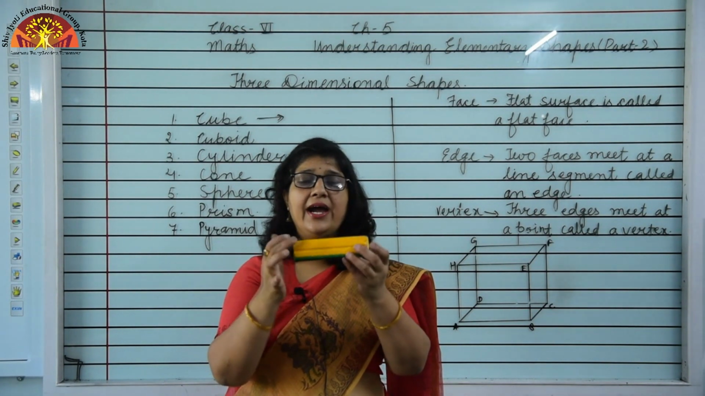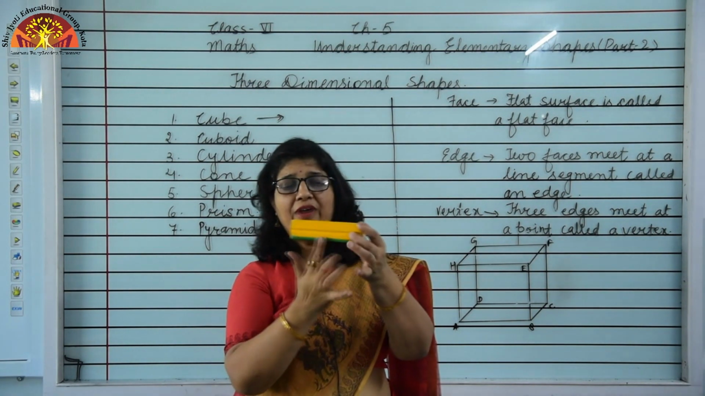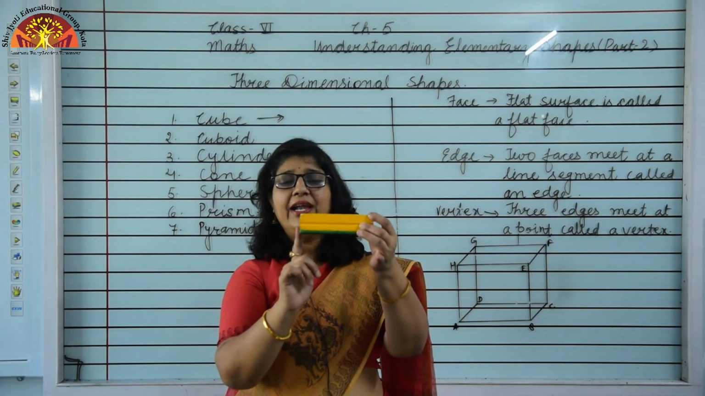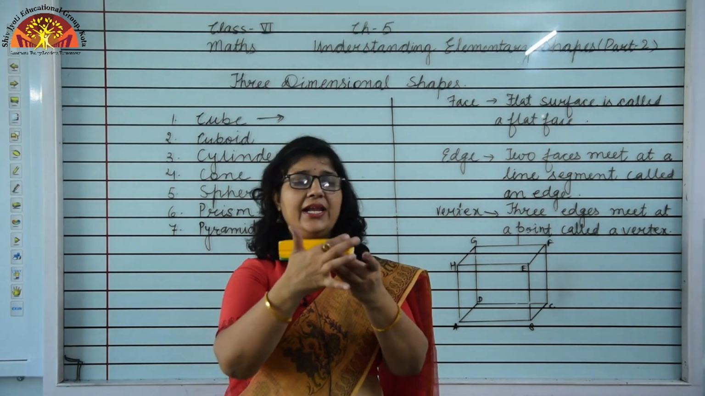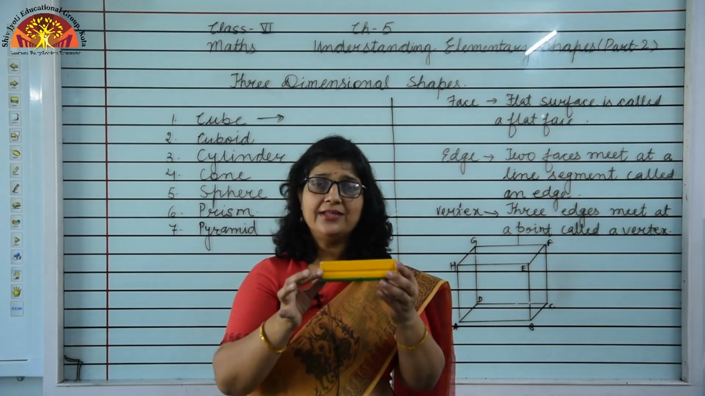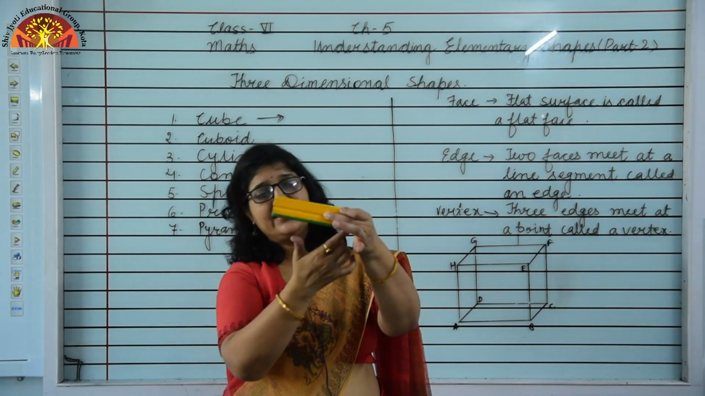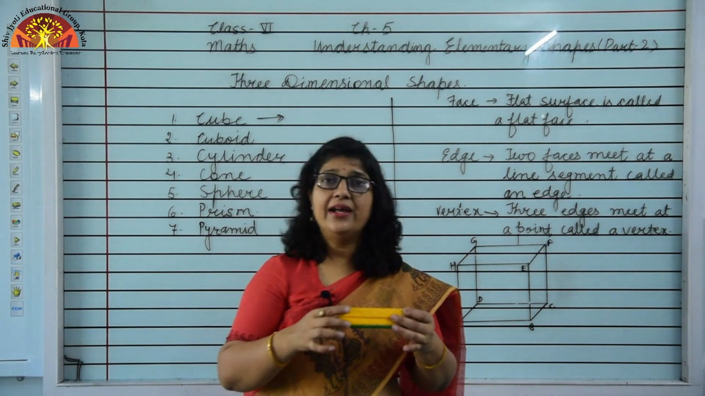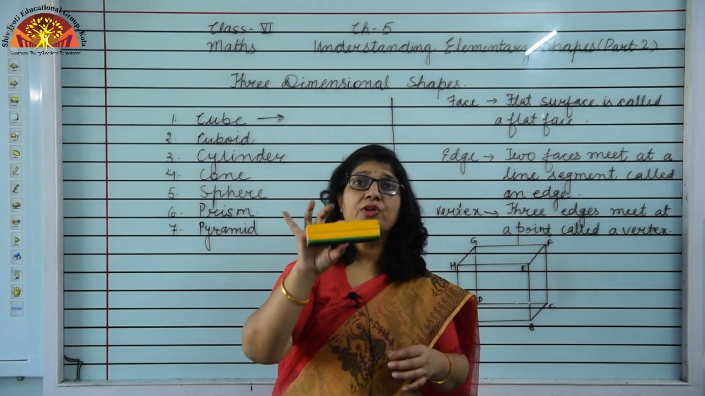6 faces, and 12 edges, 1, 2, 3, 4, 5, 6, 7 and 8, 9, 10, 11 and 12. So 12 edges are there, and 1, 2, 3, 4, 5, 6, 7 and 8, 8 vertices are there. Understood? So this is the shape of cuboid.